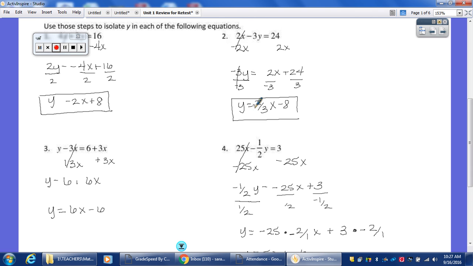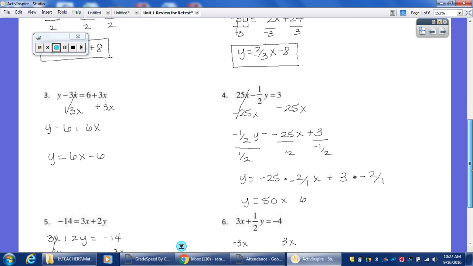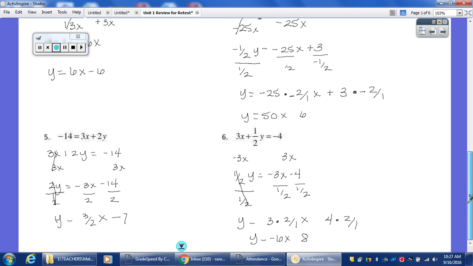And I'm missing some equal signs. This program does that. Sorry, guys. All right. Again, work them out. Come back, check your answers, and if you have any questions, come see me.